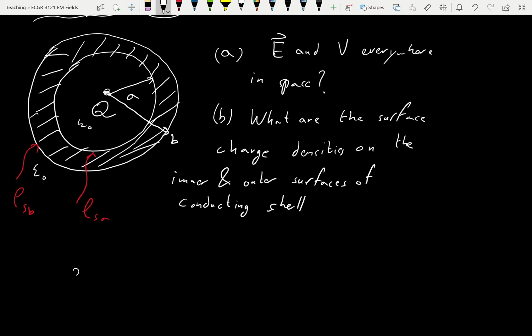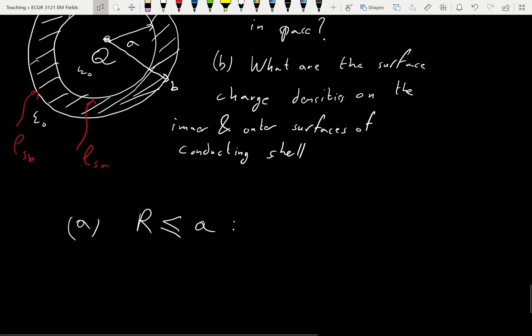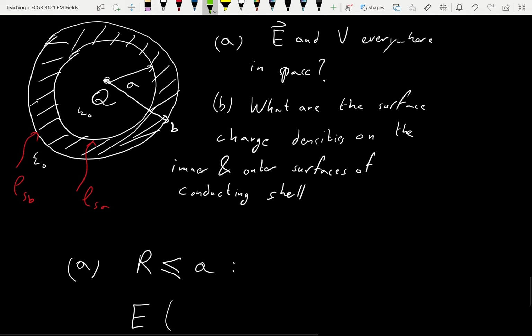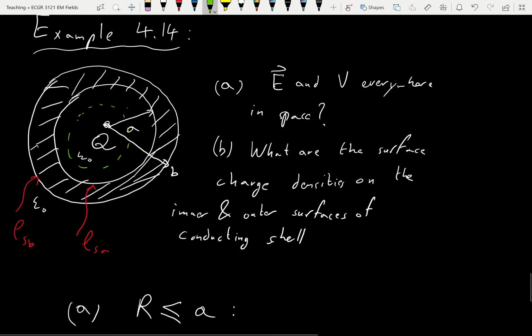Okay, so let's start. We can apply Gauss's law, right? It's a symmetrical problem. So for r less than a, now I'm using spherical coordinates due to the spherical symmetry, Gauss's law states that the radial field is going to be E times the area. So let me draw my Gaussian surface. This is my Gaussian surface. It's a sphere here. And then my outer Gaussian surface is the sphere outside the conducting shell.